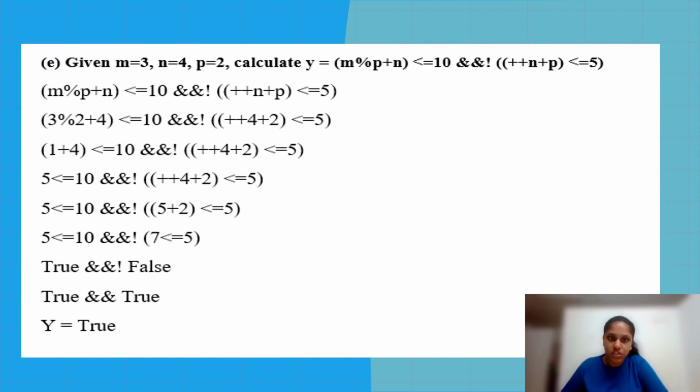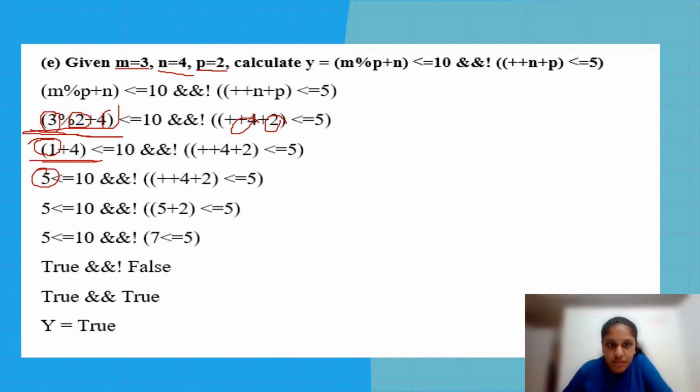Okay, so the last question E, given m equals 3, n equals 4, p equals 2. As usual, you substitute m with 3, p with 2, and n with 4. As usual, you start off from the left bracket. 3 modulus 2 we get 1, and then 1 plus 4 we get 5, and then we move on to the right bracket, increment 4, which makes 4 plus 1 equal 5, and then solving inside the bracket 5 plus 2 we get 7, so 7 is less than or equals to 5.